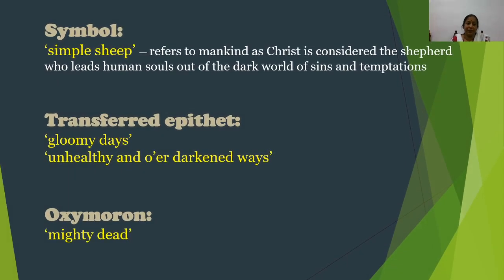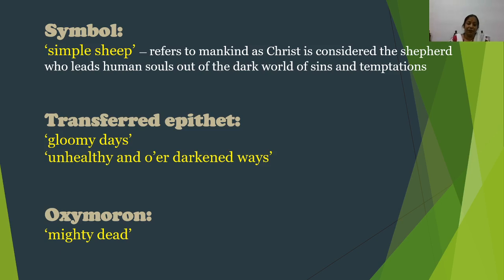Symbol. If a word or expression is used to refer to somebody or something else, that is symbol or symbolism. Simple sheep: here there is only one single use of a symbol, simple sheep. It refers to mankind, as according to the Bible, Christ is considered the shepherd who leads human souls out of the darkness of the world of sins and temptation to the brighter world, a brighter and positive life.